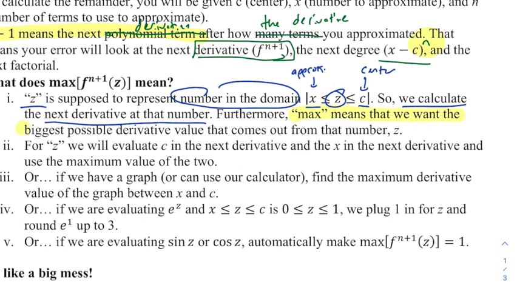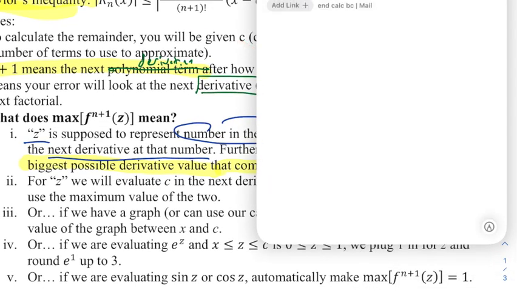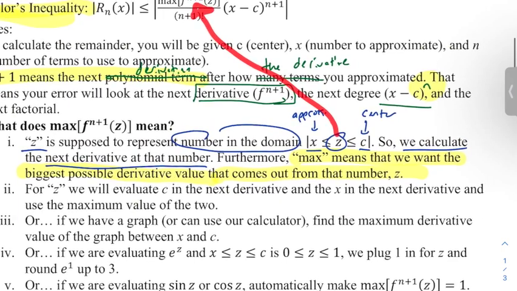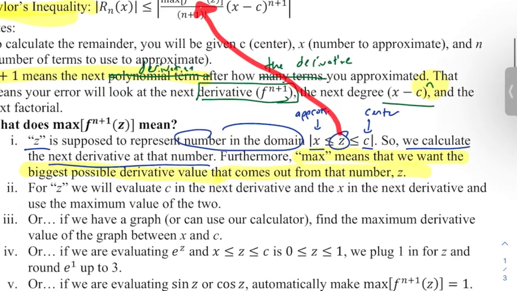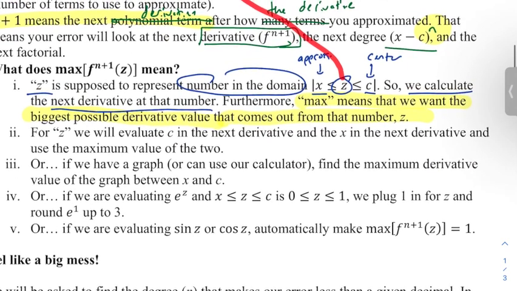Well, reading on: furthermore, max means that we want the biggest possible derivative value that comes out from that number z. So max doesn't mean we want the biggest z, because that would just be the bigger of x or c. But we want the biggest answer that comes out when we plug z into that derivative. Now you're like, well, how do I know what the biggest answer is going to be when I plug z into that derivative? And that can get really tricky.